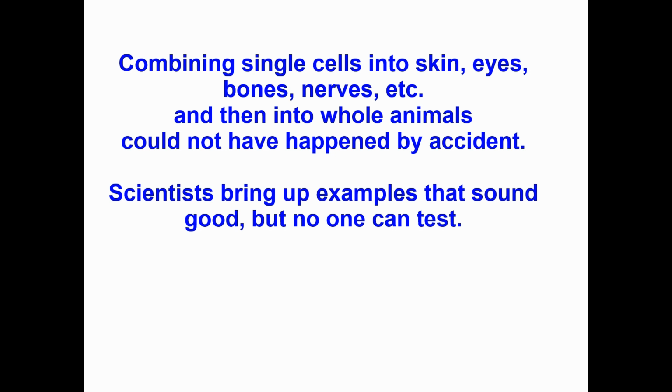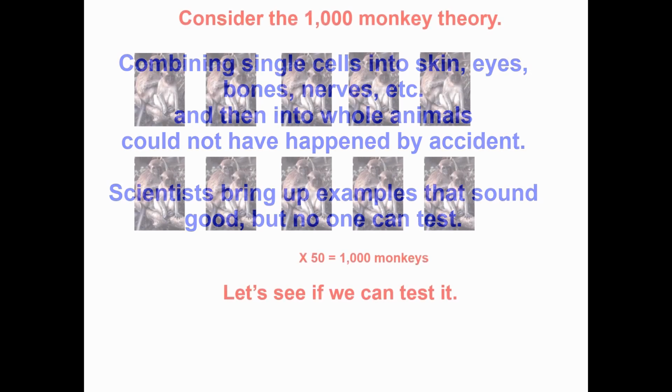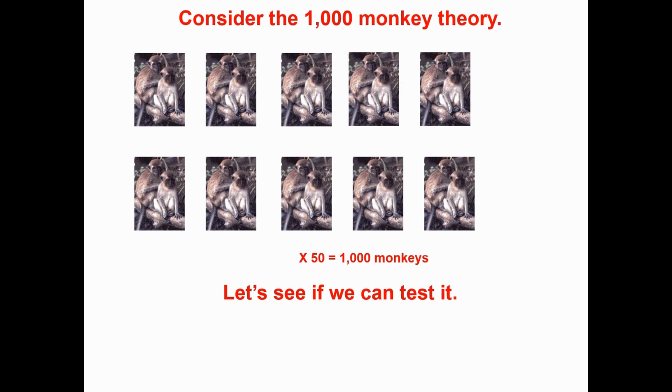Scientists bring up examples of things you can't prove one way or the other. They sound good, but no one can test them. One example is the 1,000 monkey theory. Here are 10 pictures of 2 monkeys each. You multiply that by 50, that would be 1,000 monkeys. Let's see if there is a way that we can test it.